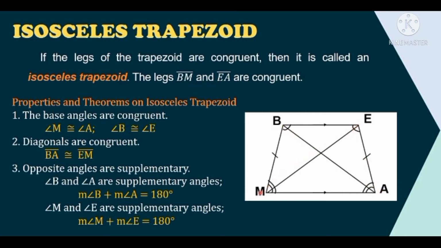The third one, opposite angles are supplementary. Angle B and angle A are opposite angles. Likewise, angle M and angle E are also opposite angles. That means the measurement of angle B and the measurement of angle A must have a sum of 180 degrees. Likewise, the measurement of angle M plus the measurement of angle E is also equal to 180 degrees.